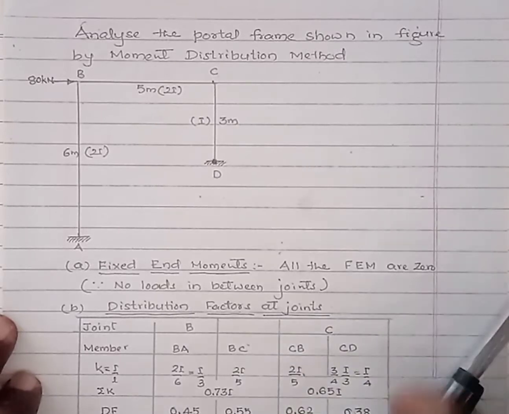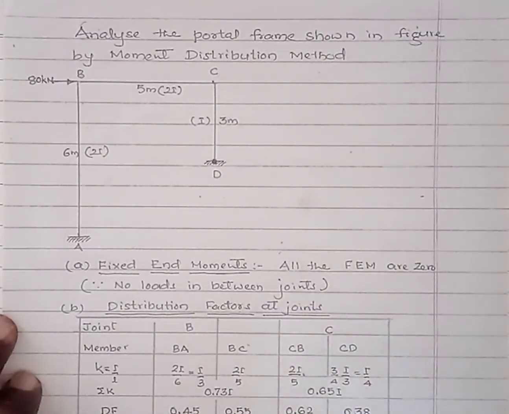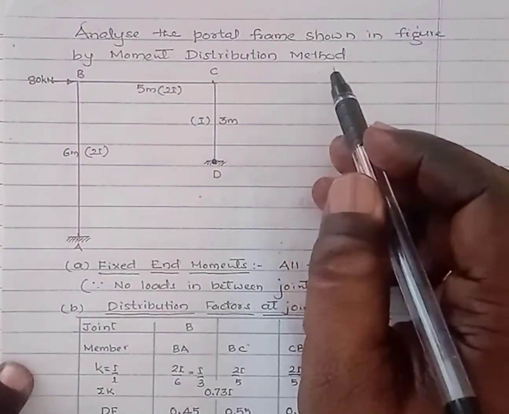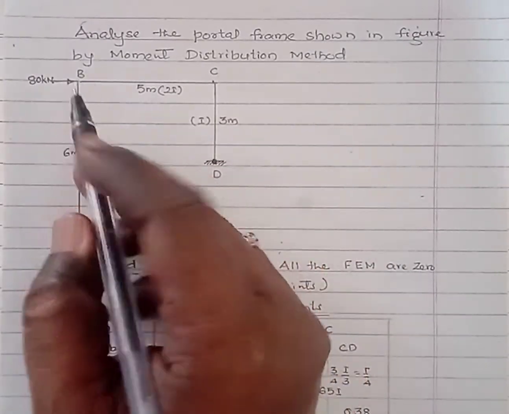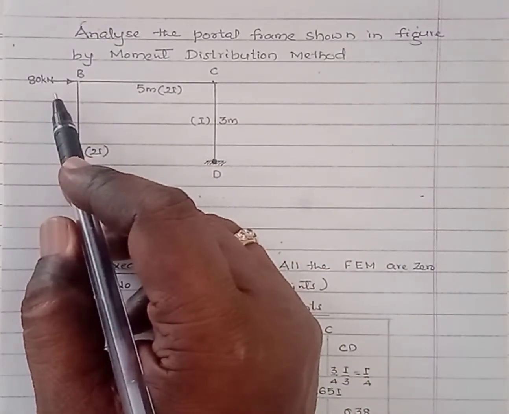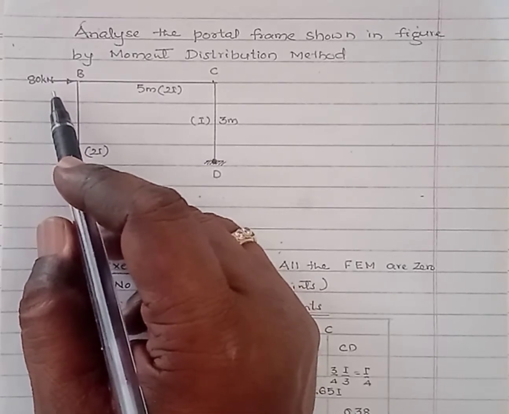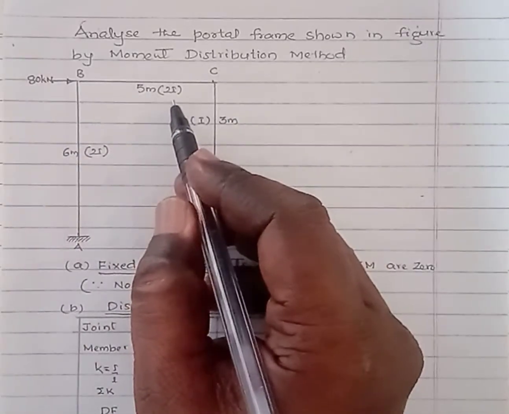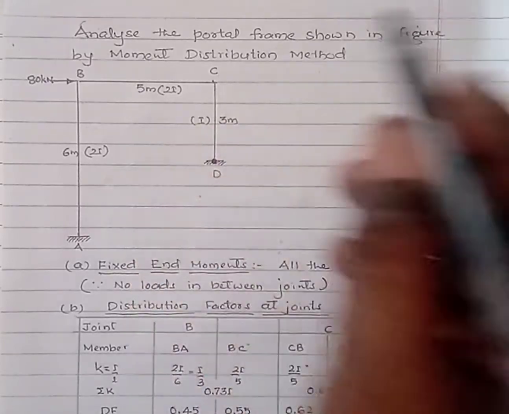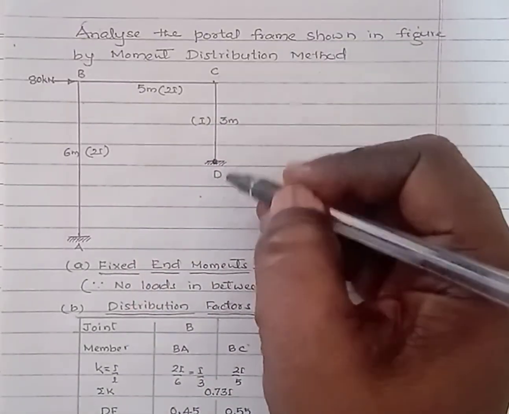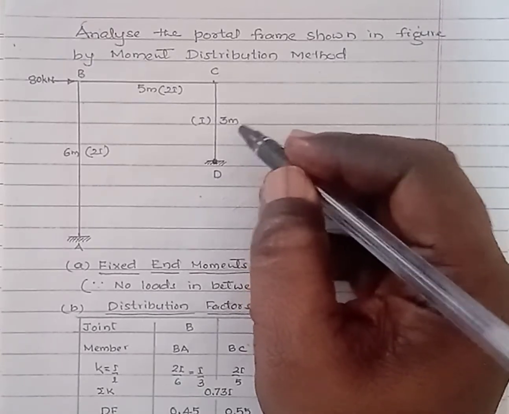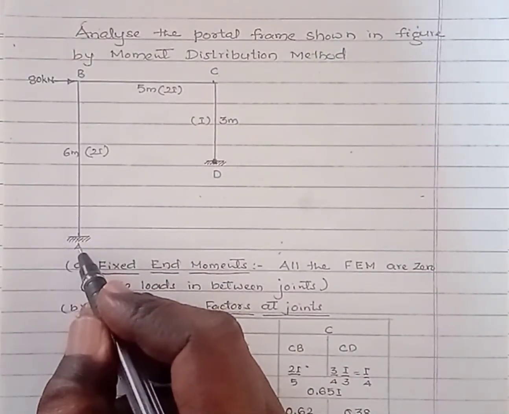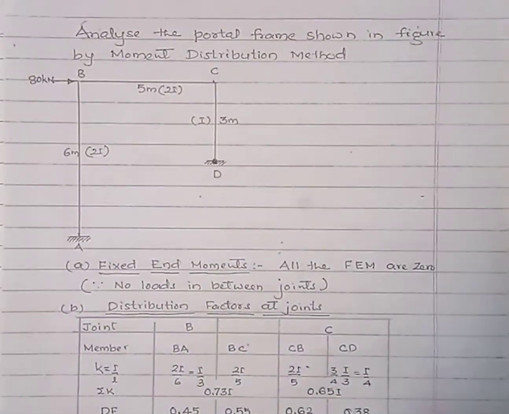Here there is a problem. Analyze the portal frame shown in the figure by the moment distribution method. Here this one is the given problem. A to B is 6 meter, moment of inertia is 2I, subjected to a lateral force of 80 kilonewton towards the right side. B to C is 5 meter and moment of inertia is 2I. C to D, moment of inertia is I and length is 3 meter. End A is fixed, end D is on a hinge.